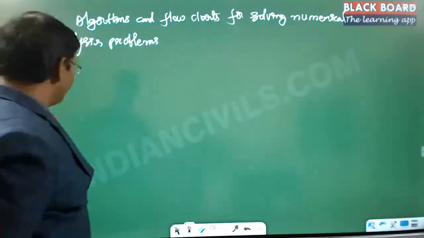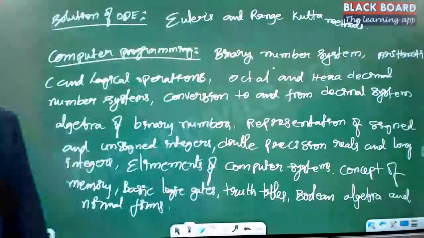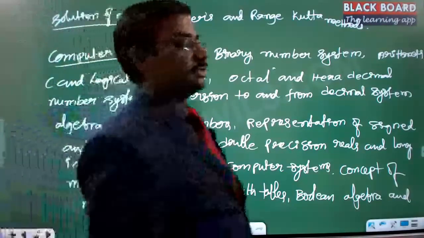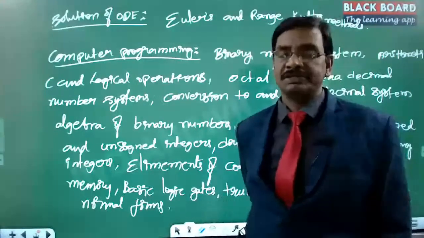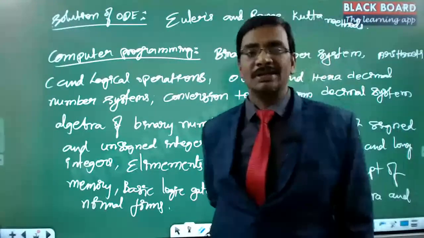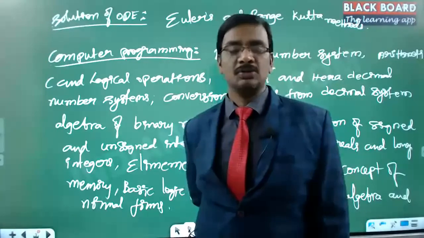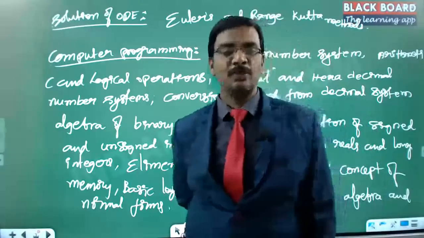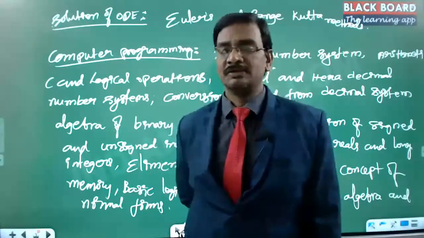So this is the complete syllabus that we are going to learn. We can divide it clearly into two sections. One is completely related to numerical methods, and the other is related to computer programming. It's not actually programming; you need to understand the basics of computer and how it works. That is the only thing that is part of our syllabus.